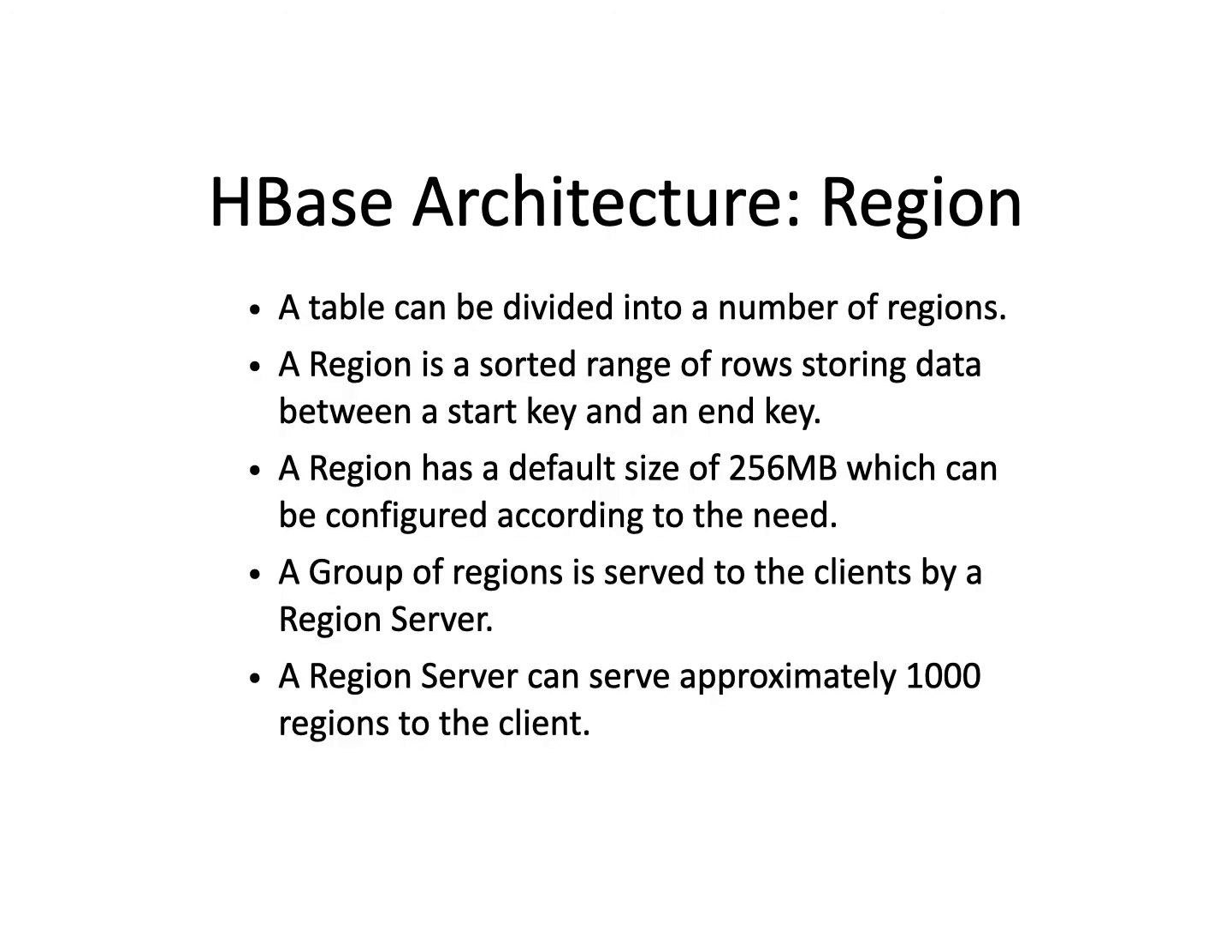In simple language, we can see a table can be divided into a number of regions, and a region is a sorted range of rows storing data between a start key and an end key. A region has a default size of 256 megabytes, which can be configured according to need. A group of regions is served to clients by the region server, and a region server can serve approximately 1000 regions to the client.